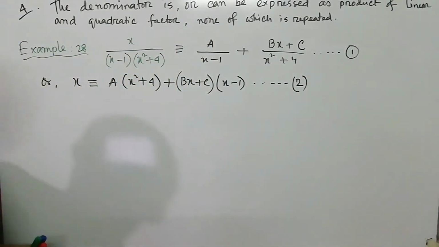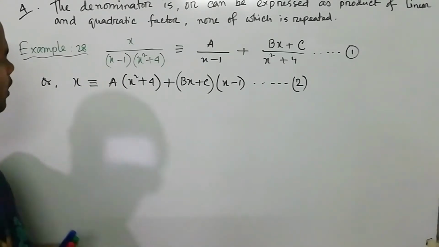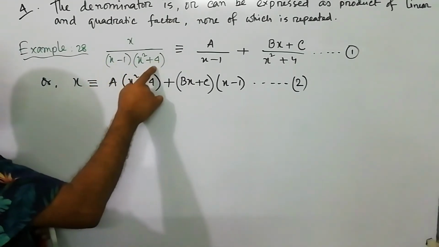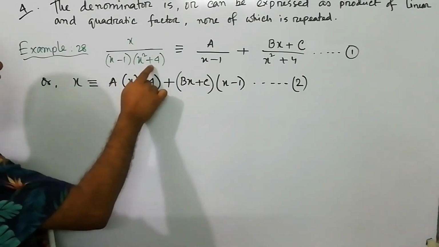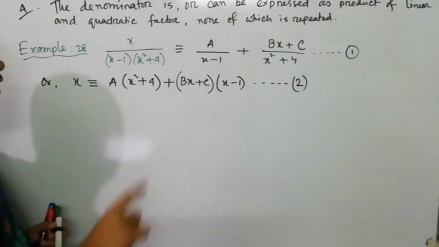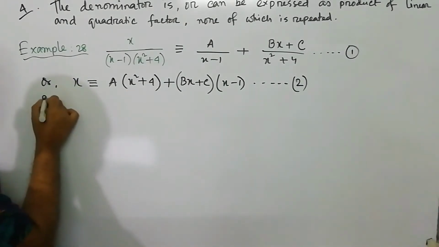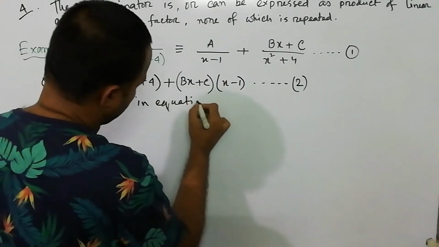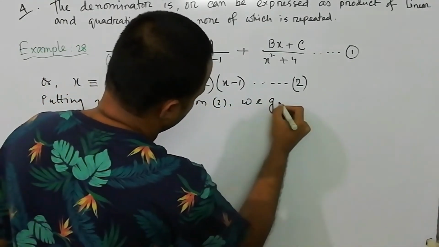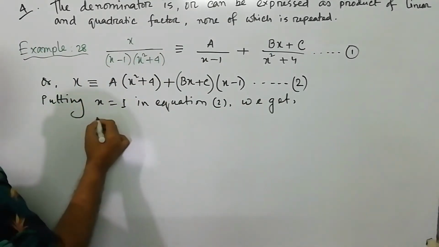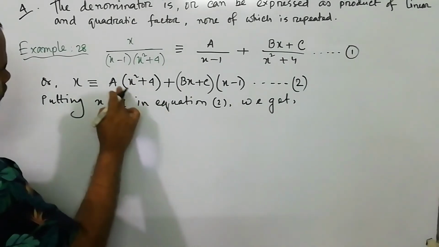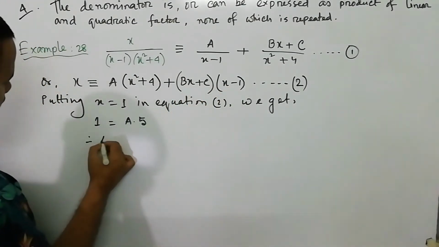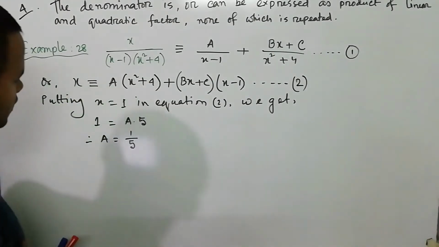Now here we have to put the value of x. If we set this equal to 0, then we will have x equals 1, but from the other factor we don't get any value of x, so we have only 1 value of x. So now, putting x equals 1 in equation 2, we get 1 equals a into 1 plus 4, that is 5, a into 5. Now here we have 0, 0 into this is 0, so a equals 1 by 5.